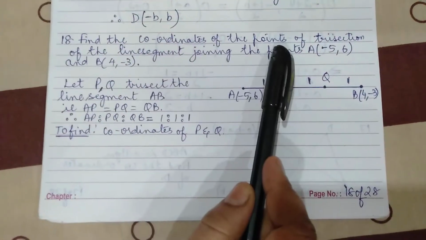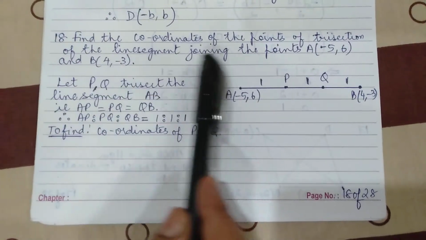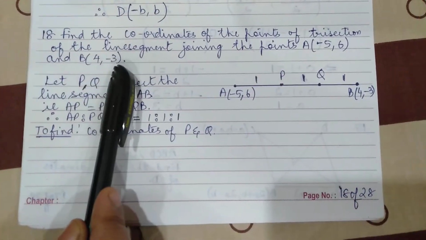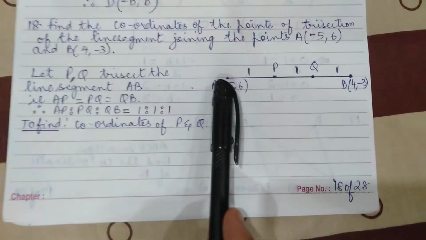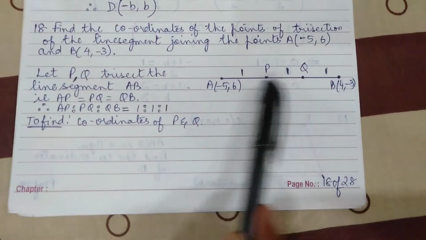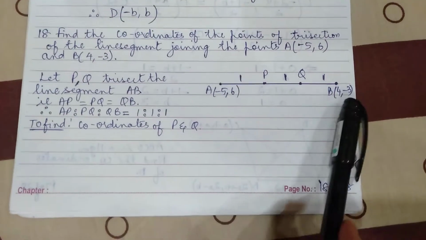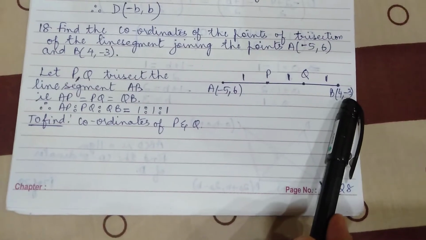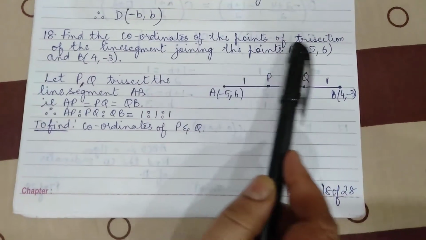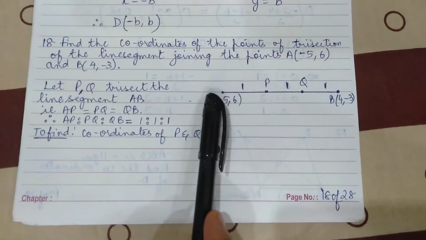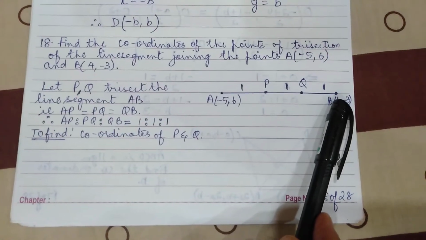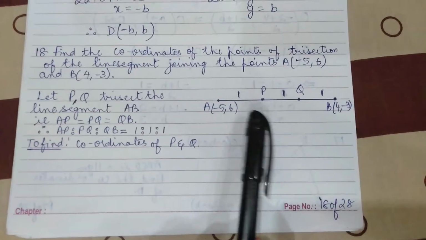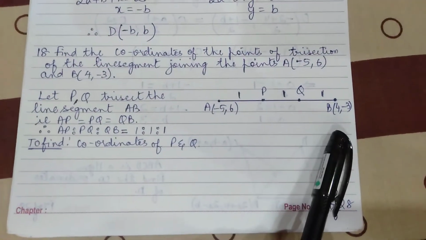Find the coordinates of the points of trisection of the line segment joining the points A(-5, 6) and B(4, -3). So here you see the line segment AB. This is the address of A and this is the address of B. Now we need to find the coordinates of the points of trisection, which means the line segment AB is divided into 3 equal parts. Trisection or trisected means divided into 3 equal parts.